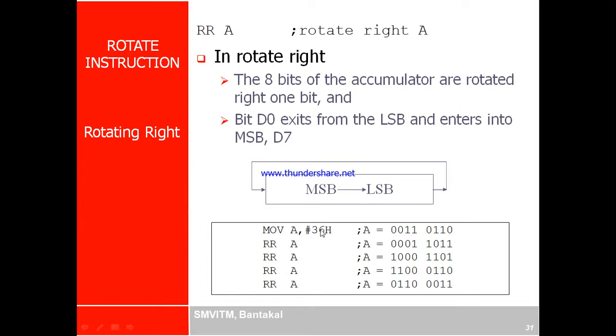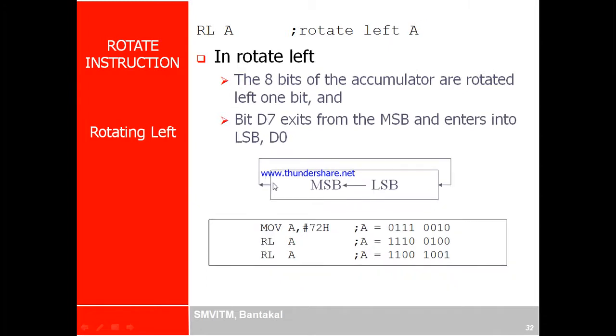When 36 immediate data is moved to the accumulator, the binary representation is this. When I use RRA only once, the data in the accumulator becomes like this. The LSB data moves to the MSB. Similarly, this shifts one place, this shifts one place, and likewise it continues. So this data shifts here. Similarly, if I use a series of rotate instructions continuously on the same accumulator data, the result can be followed. So this is how your rotate right accumulator instruction works.